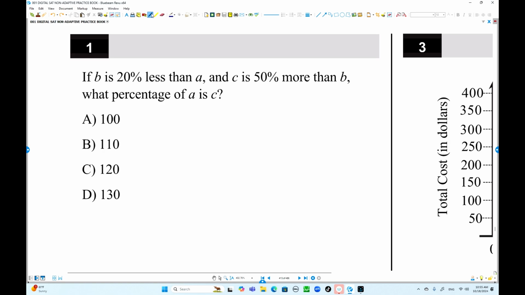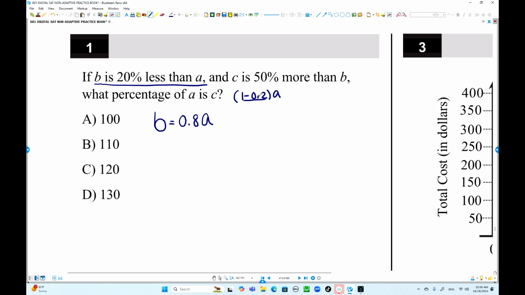Is 20% less than A? Can you do it this way? Because it is 20% less, the other side is the percentage, 80%, so you can say 0.8 A. Or you can use this one too: 1 minus 0.2 times A. That is 0.8.